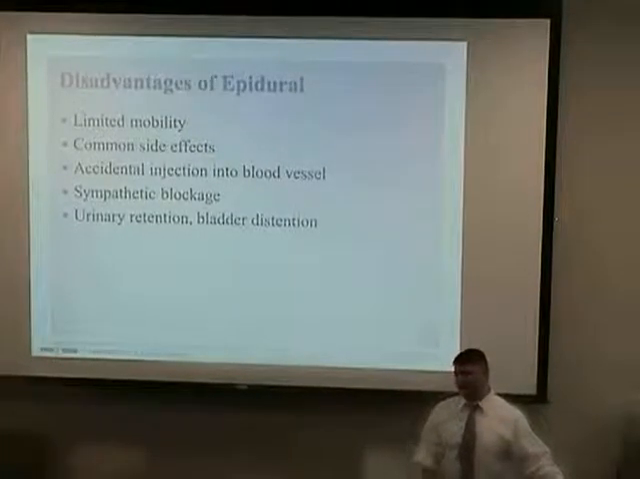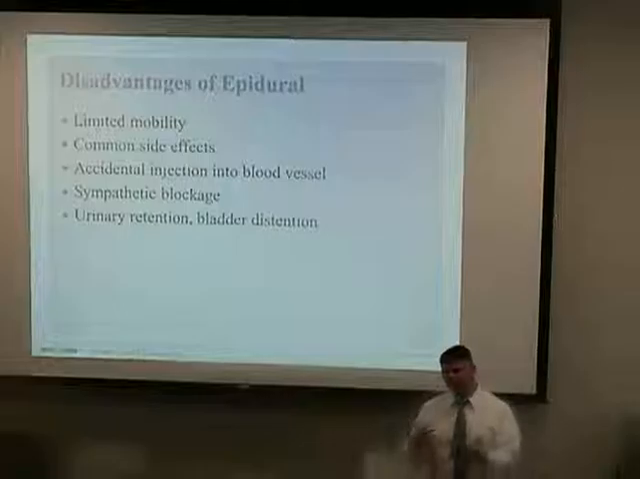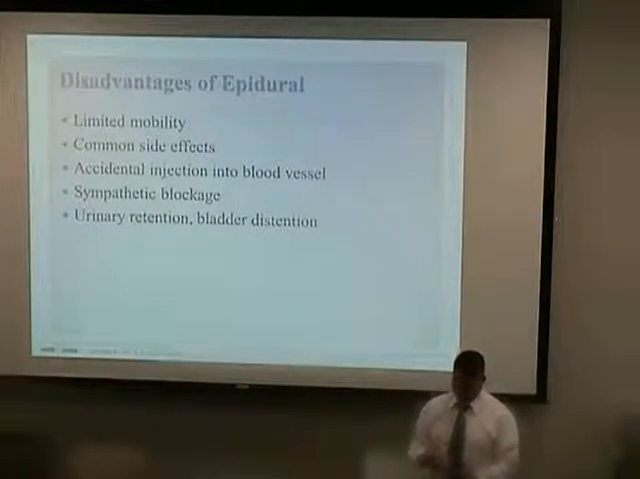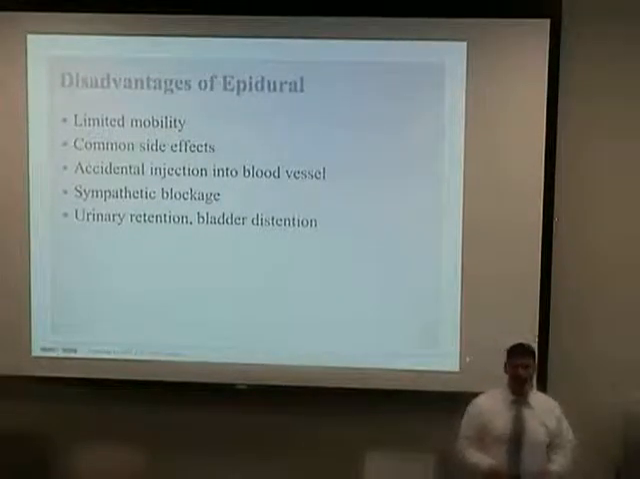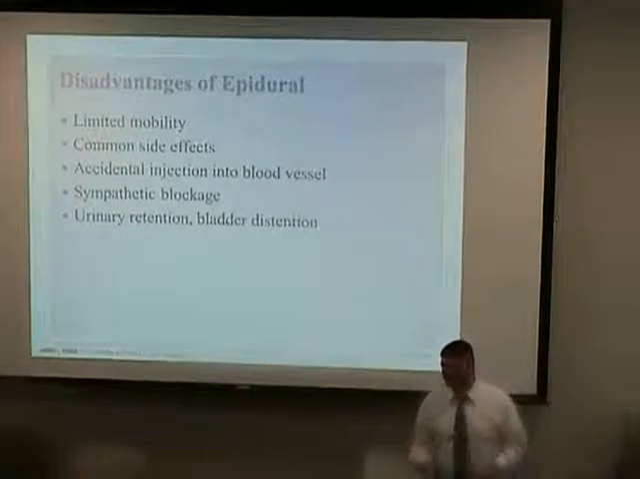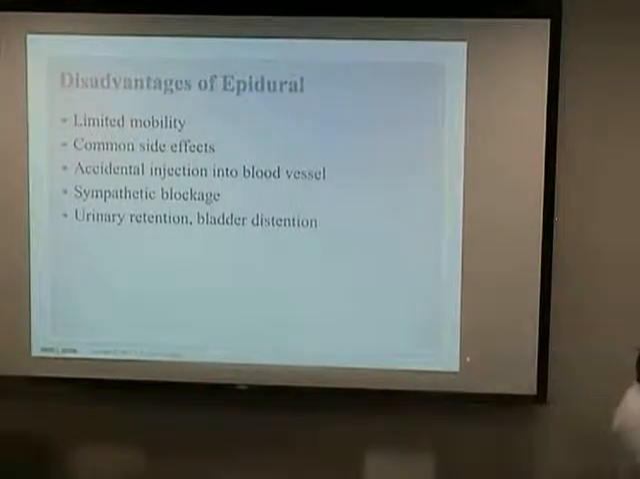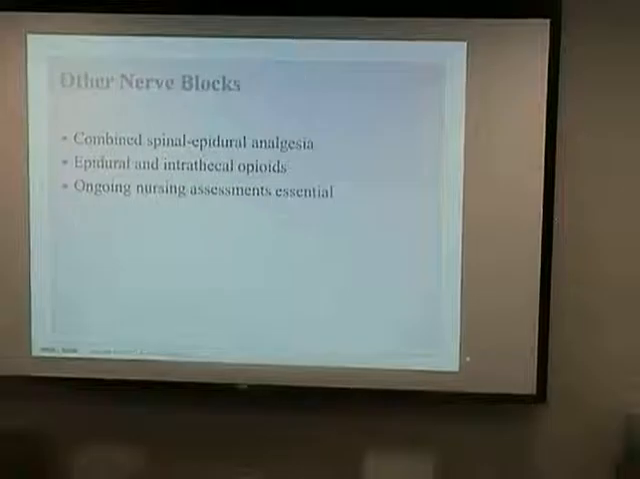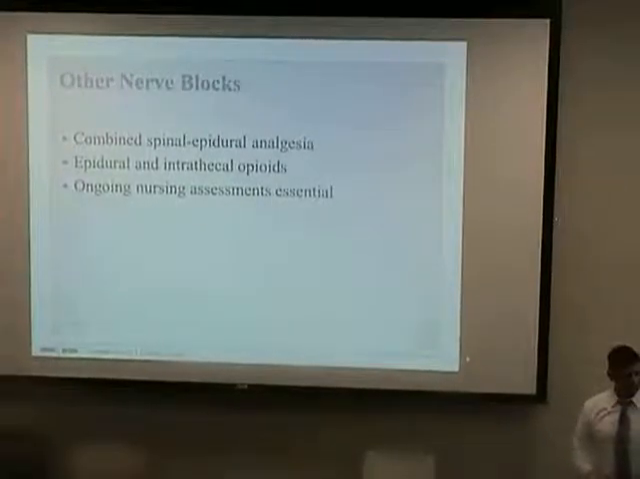And when the bladder distends, it blocks progress for baby. The uterus doesn't contract well, and baby doesn't move through the pelvis well. So you've got to keep the bladder empty. And then the question is, how do you do it? With a Foley or a straight cath? Either one is okay.